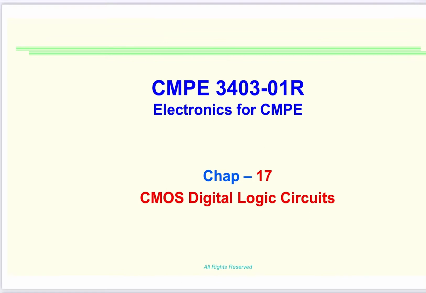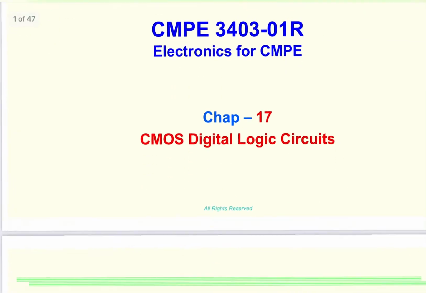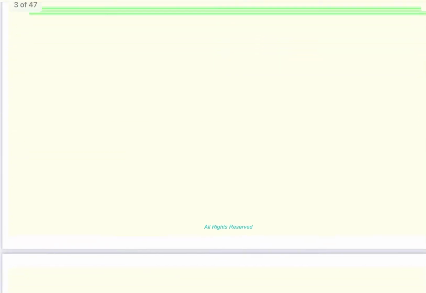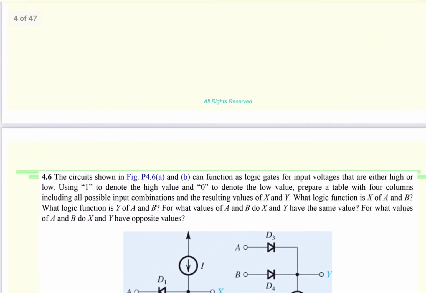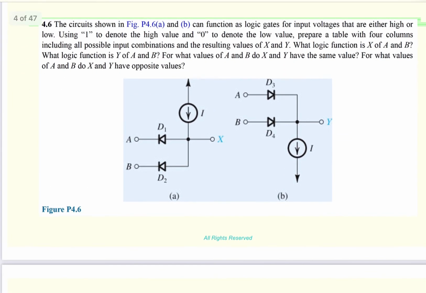So let's take a look at an example from chapter 4 where we were introduced to diodes, their forward bias and reverse bias. This is a question which was looking at a low value and a high value, depending on the forward bias or reverse bias of a diode. And using that information, how can we find out what would be the voltage at X or Y?